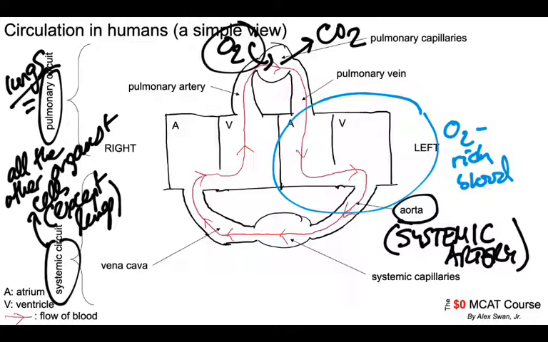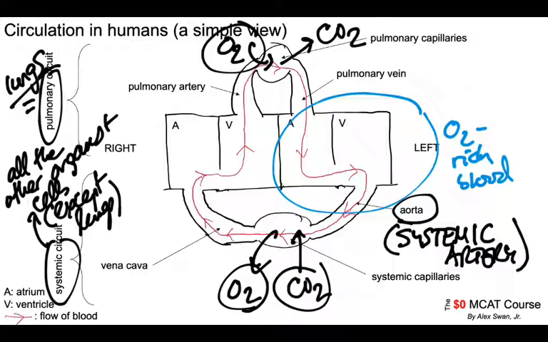So body cells will need oxygen, right? So oxygen is going to leave the blood, and these body cells are going to dump CO2 into the blood because it's a metabolic waste product of respiration. So now blood has no oxygen and it has lots of CO2, right? So this is going to be oxygen poor blood, and this oxygen poor blood is going to be returned to the right atrium via a vein.